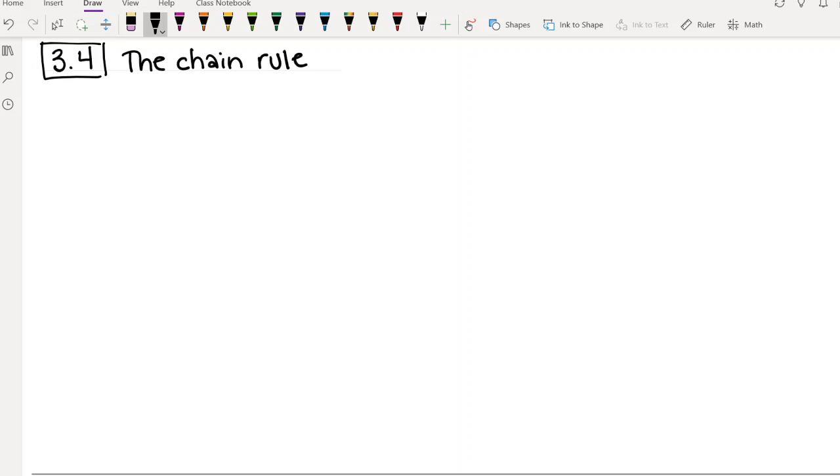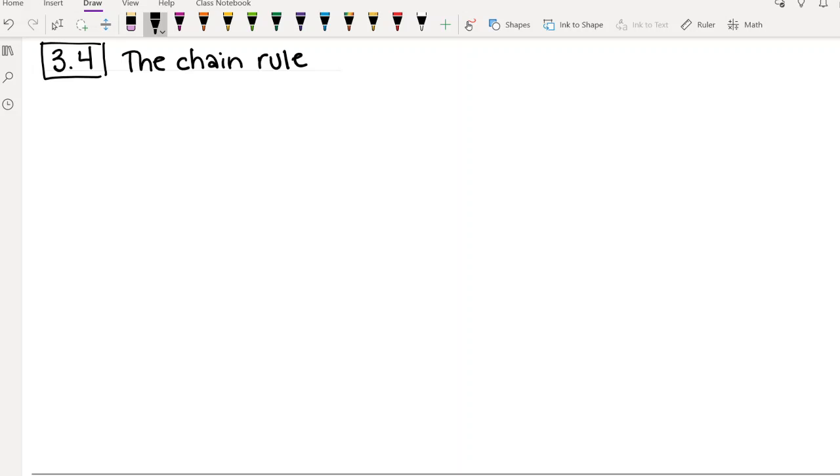Those rules are a little bit different because they're not a rule for one specific type of function. They're a rule that works to take the derivative of different types of functions put together in different ways, right? If you have two different types of functions multiplied together, you use the product rule. If you have two different types of functions being divided, you use the quotient rule. And so the chain rule is going to be a lot like that.